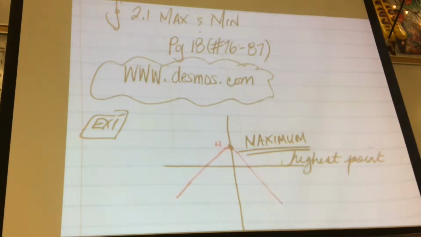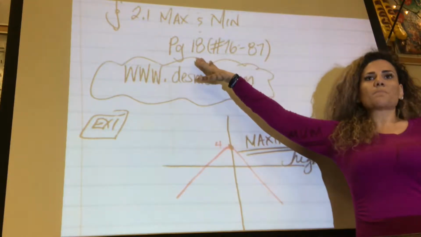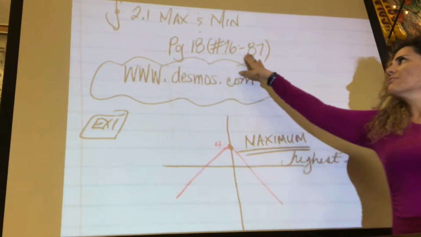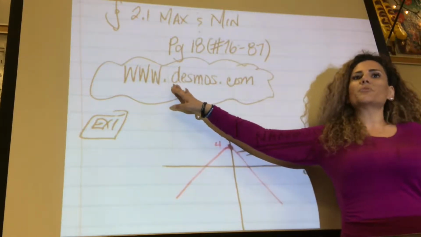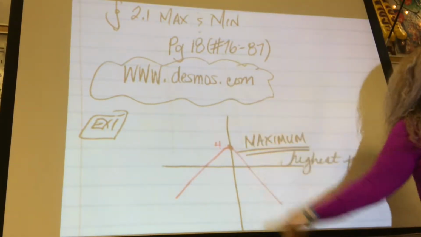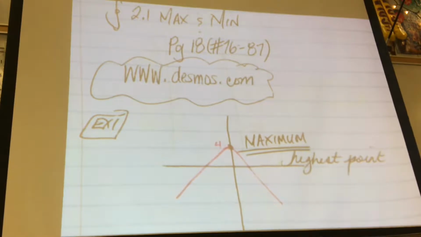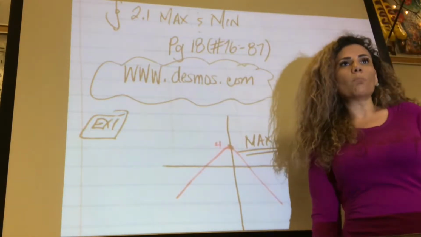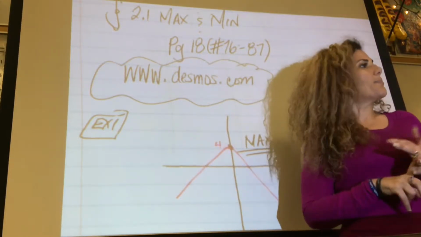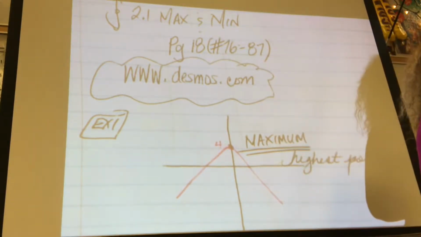This is section 2.1, maximums and minimums. Tonight's homework is page 18. We're going to do 76 through 87. Please copy this website down, www.desmos.com. You may have heard of it before. It is a website that you need to be able to access at home. So it's on your phone, on your iPad, anywhere where you have Wi-Fi.